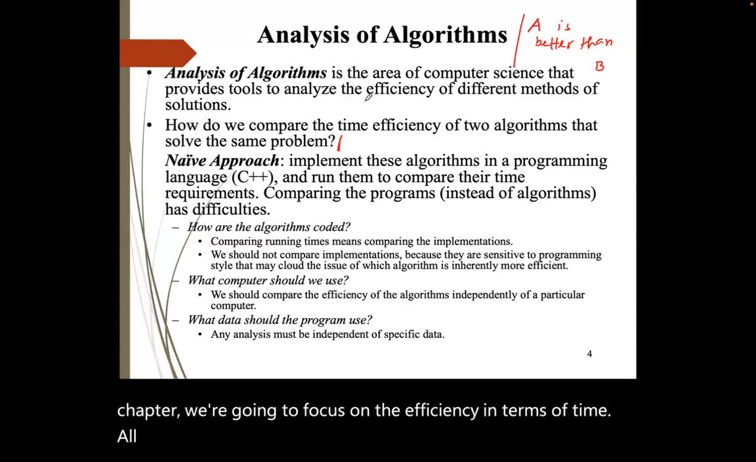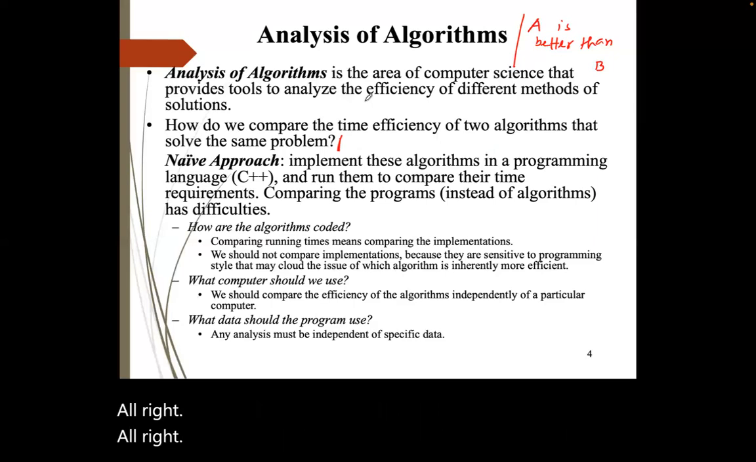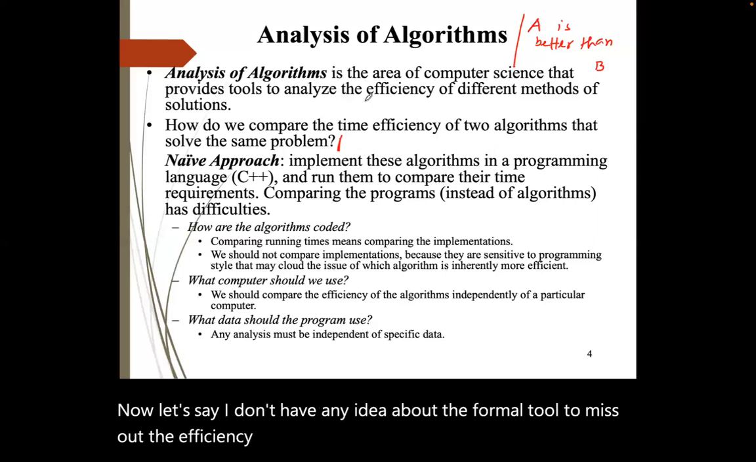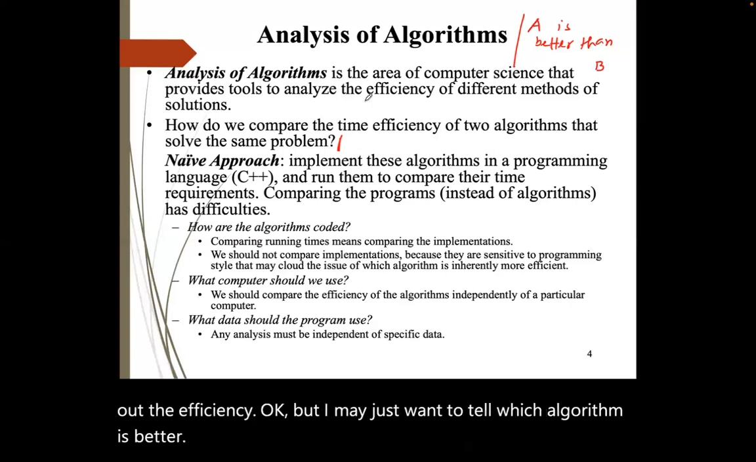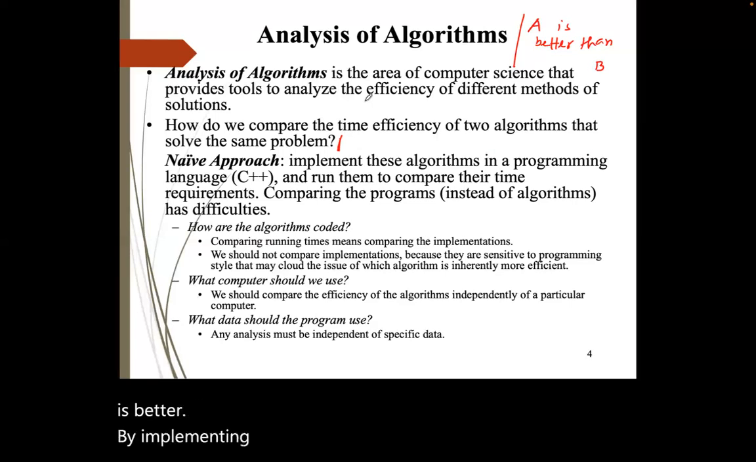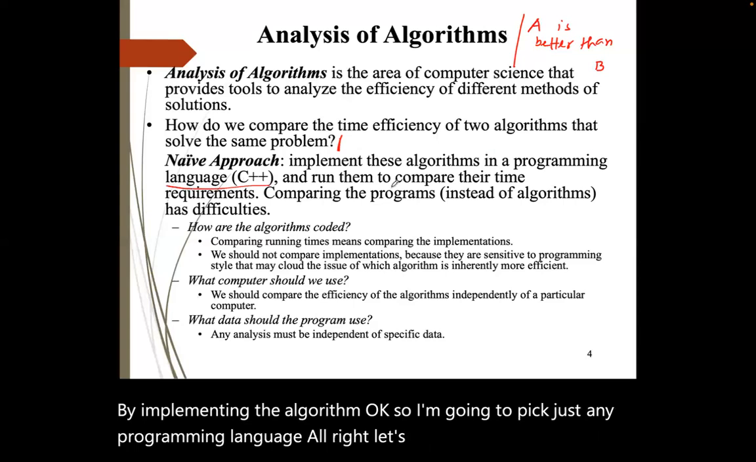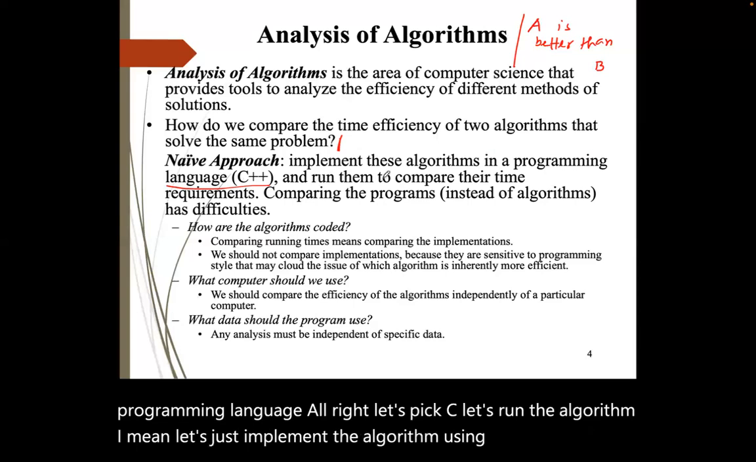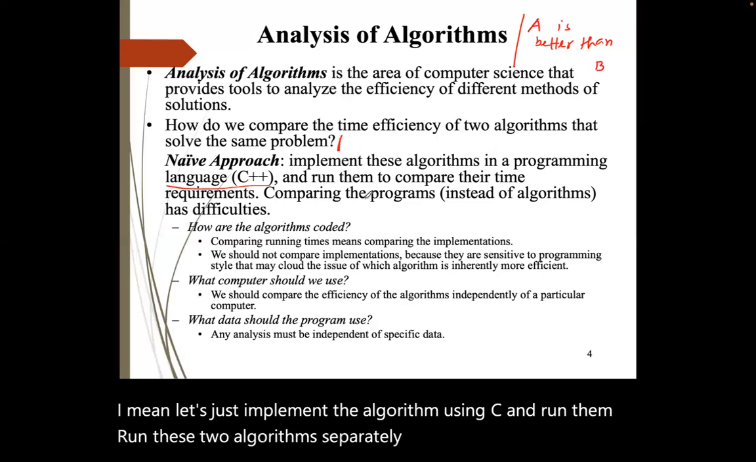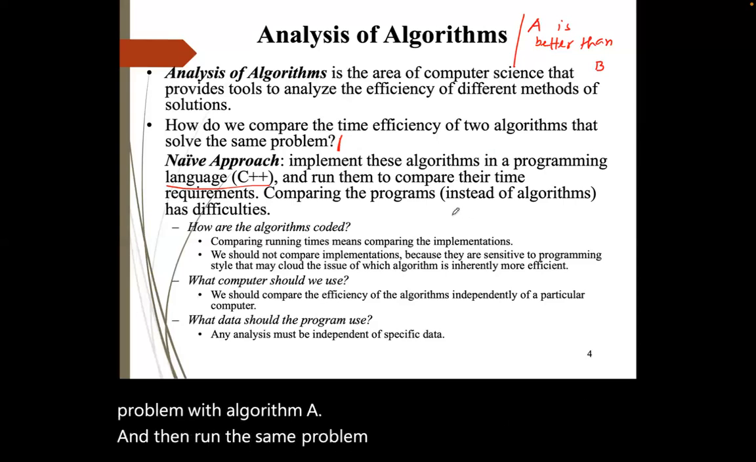Now, let's say I don't have any idea about the formal tool to measure the efficiency. But I may just want to tell which algorithm is better by implementing the algorithm. So I'm going to pick just any programming language. Let's pick C++. Let's implement the algorithm using C++ and run these two algorithms separately. So run the problem with algorithm A and then run the same problem with algorithm B.